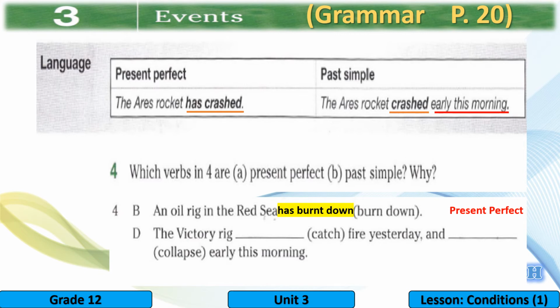In the second sentence, the Victory rig catch fire yesterday. As you can see, the time is mentioned and the time is in the past, yesterday. So the verb catch is changed into the past form, which is caught. In the second part, and collapse early this morning, also the time is mentioned, which is early this morning. It refers to the past. So we change the verb collapse into collapsed, and this is the past simple tense.